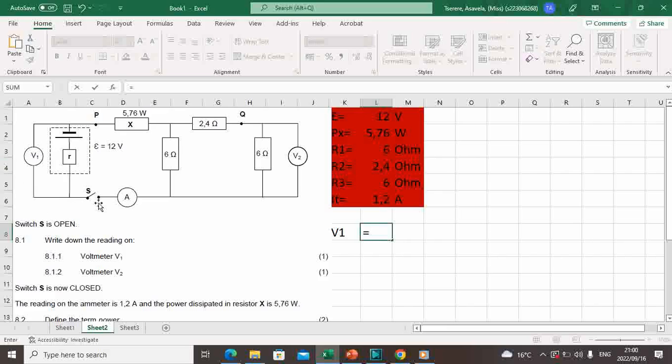Okay, as you can see here, once we open the switch, we are breaking the circuit. It's like we are removing all this part. This part is no longer functioning. We only have what? The battery. And the total voltage in the battery is 12 volts. Therefore, the reading in V1 will be equal to 12 volts.